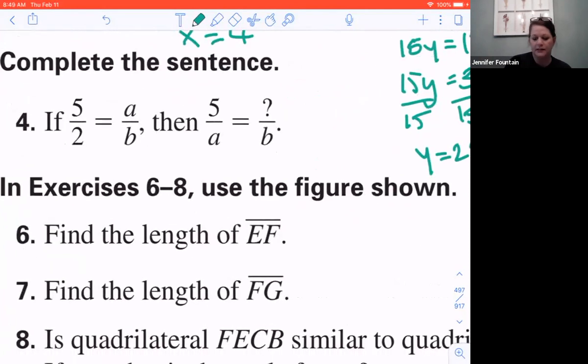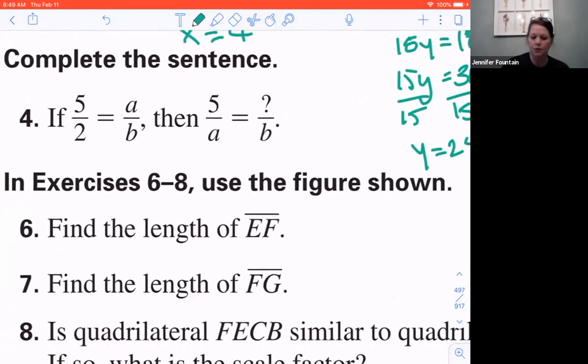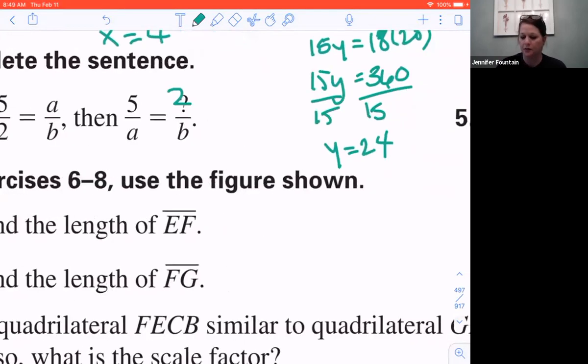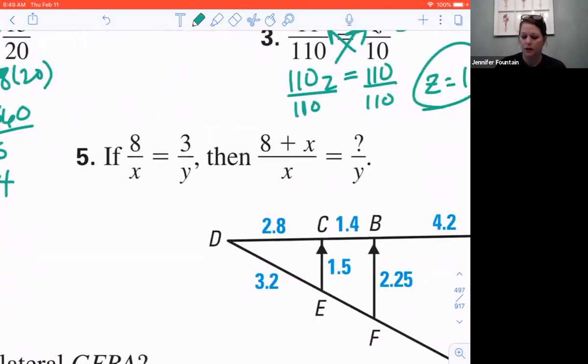All right, so let's take a look at this one. Number 4 says complete the sentence. If F over 2 is equal to A over B, then F over A is equal to 2 over B. So remember how I talked about with proportions, we can set them up multiple ways. I probably said this 950,000 times this week, that it just means that you have to make sure that whatever corresponding information is together.